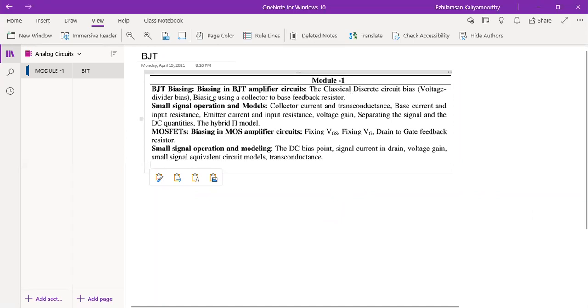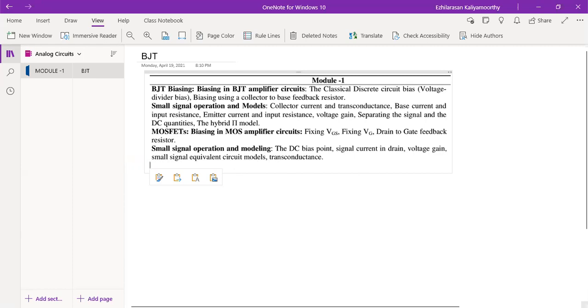Next thing is the small signal operation and models. So this we will study. Next, we'll study the MOSFET. In the MOSFET also, we are going to study the same things: the biasing in MOS amplifier circuit, and second, the small signal operation and the modeling.